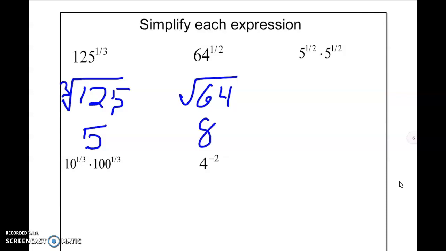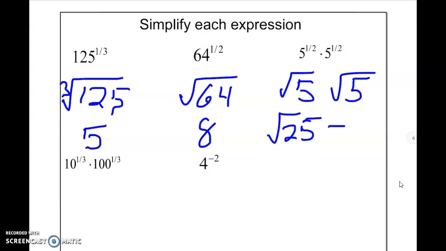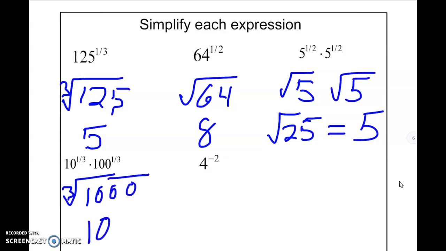Okay, next one here. In order to multiply, I need to make sure that their exponents are the same, or I can convert both of them. So let's just convert both of them really quick. Remember, to multiply roots, they have to be the same kind of root. They are. So that's the square root of 25, which is just 5. All right, down here, same deal. If the exponents are the same, you can go ahead and multiply them. This is asking about cube roots. 10 times 100 is 1,000. So the cube root of 1,000 is 10.